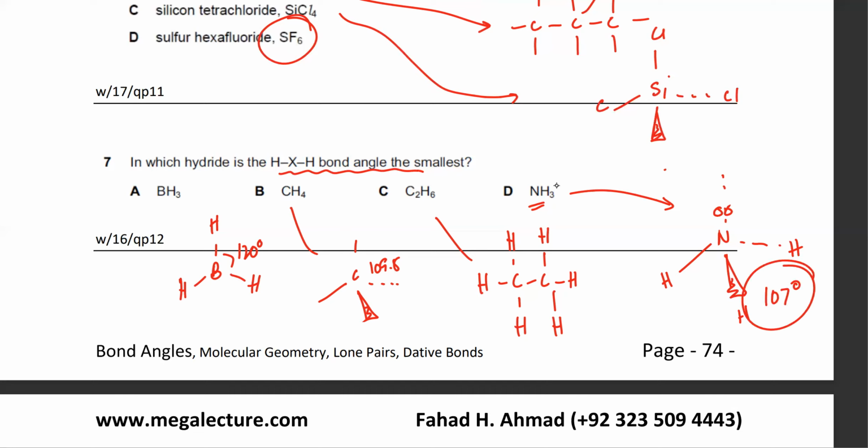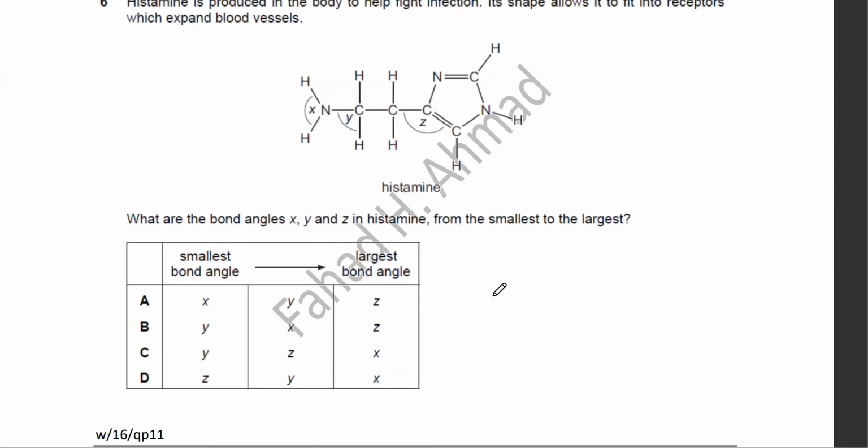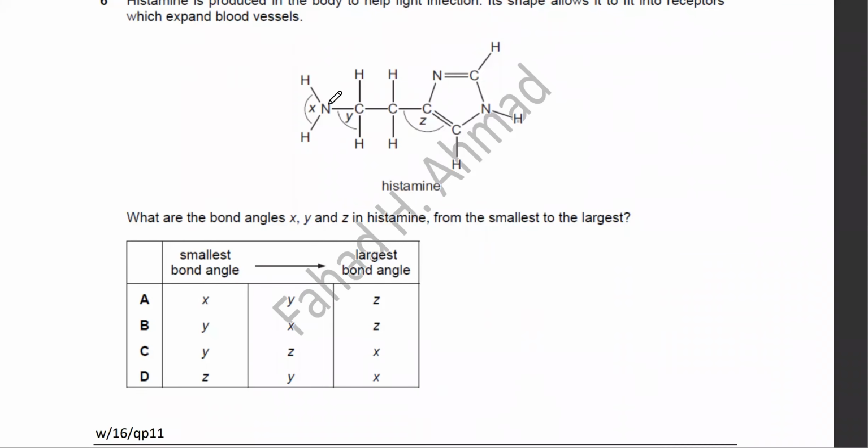So this is the smallest, 107. So for this one, are there any lone pairs on N here? It's in group 5. Yeah, 1. So there'd be 1. Okay, what is the shape? 1 lone pair, 3 bonds. What's the shape of this one? 107. Okay, that's 107. 4 bonds, that's going to be 109.5, right?